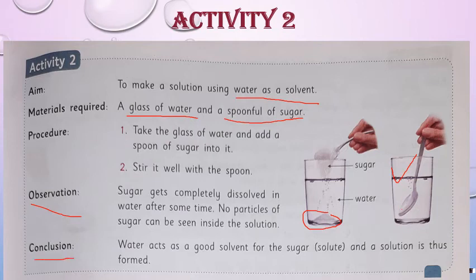Can we say that water acts as a good solvent for the sugar and a solution is thus formed. Water is a good solvent for sugar, and sugar here is the solute. Water is the solvent and sugar is the solute, and water is easily able to dissolve the sugar in it. Clear? This is the first experiment to show how water is a good solvent.